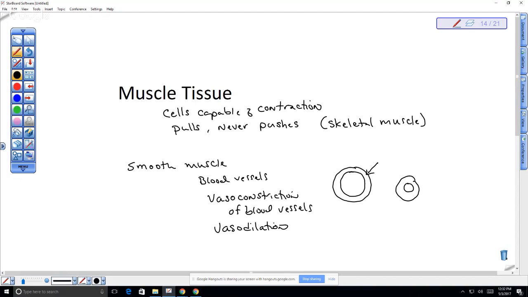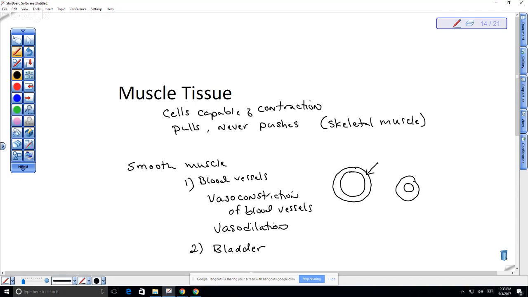Where else is smooth muscle found besides blood vessels? Somebody said something. Here's an interesting one, your bladder. I just learned how the bladder worked. It's a really interesting one. So when you feel like you have to go to the bathroom, that's the smooth muscle in your bladder contracting, trying to urinate. But we actually have conscious control of the sphincter, right? So we can keep from urinating, even though it feels like we have to.